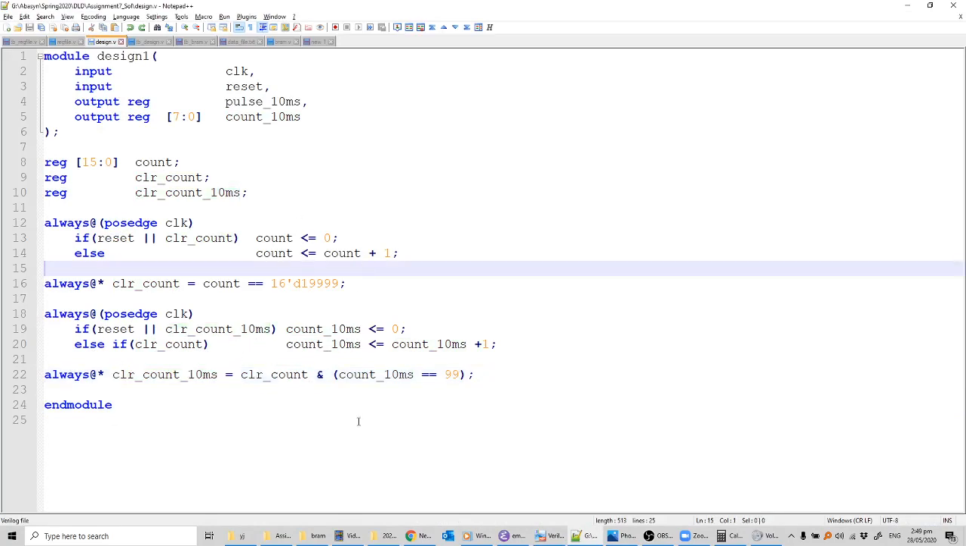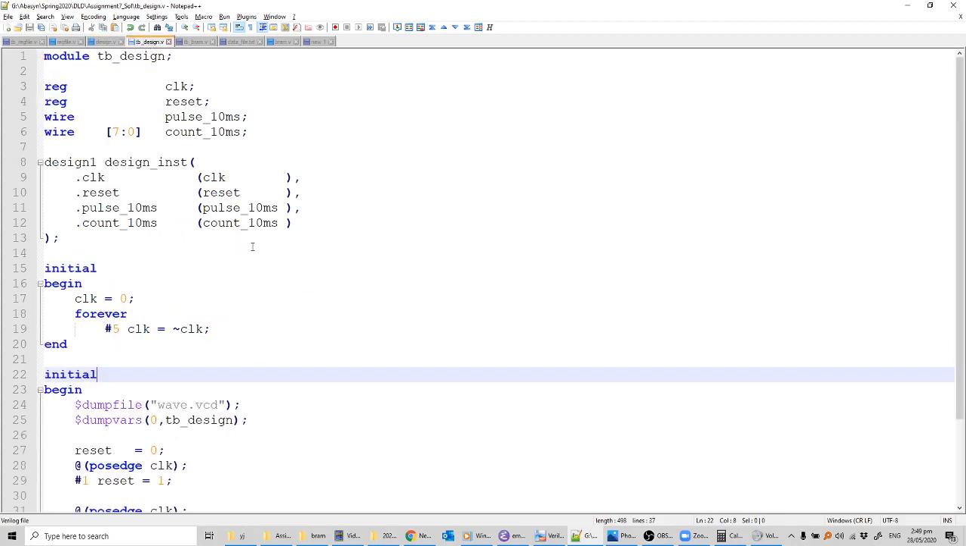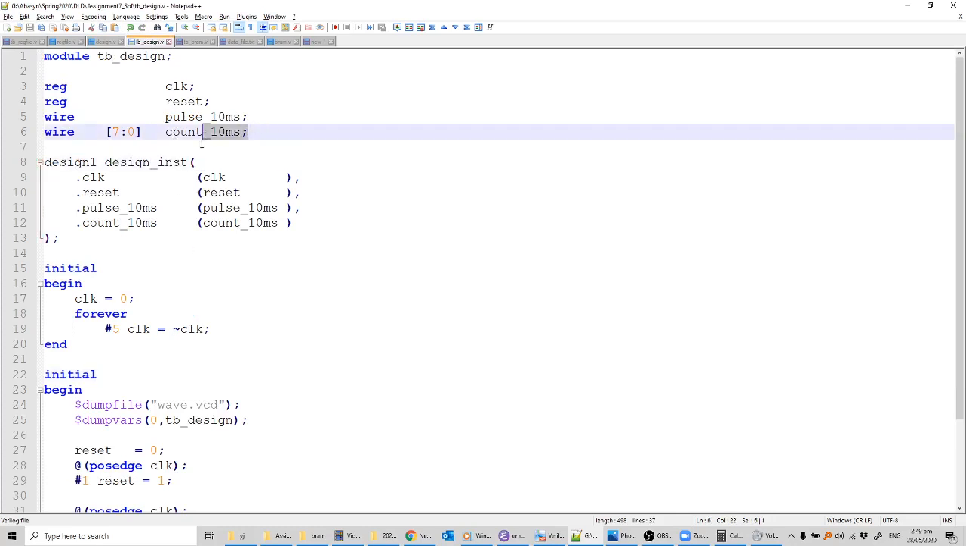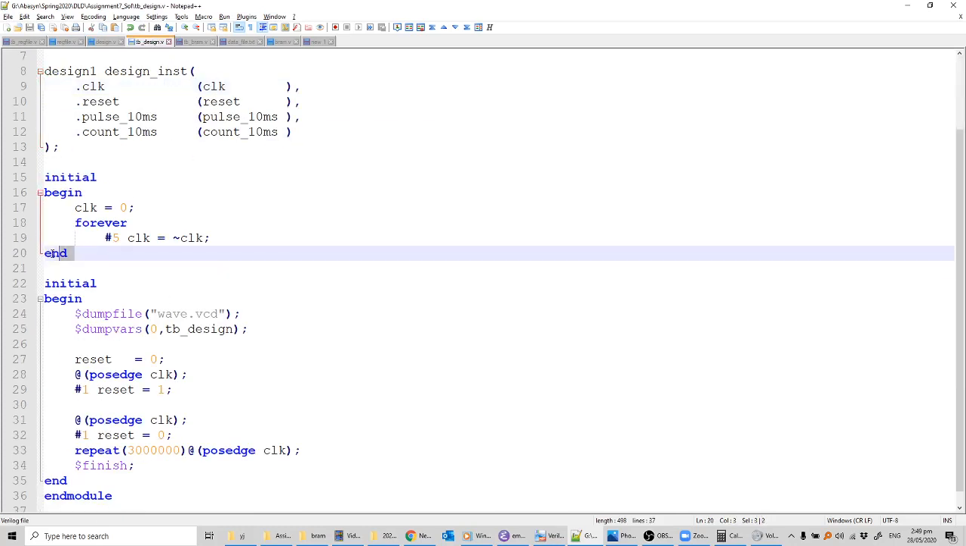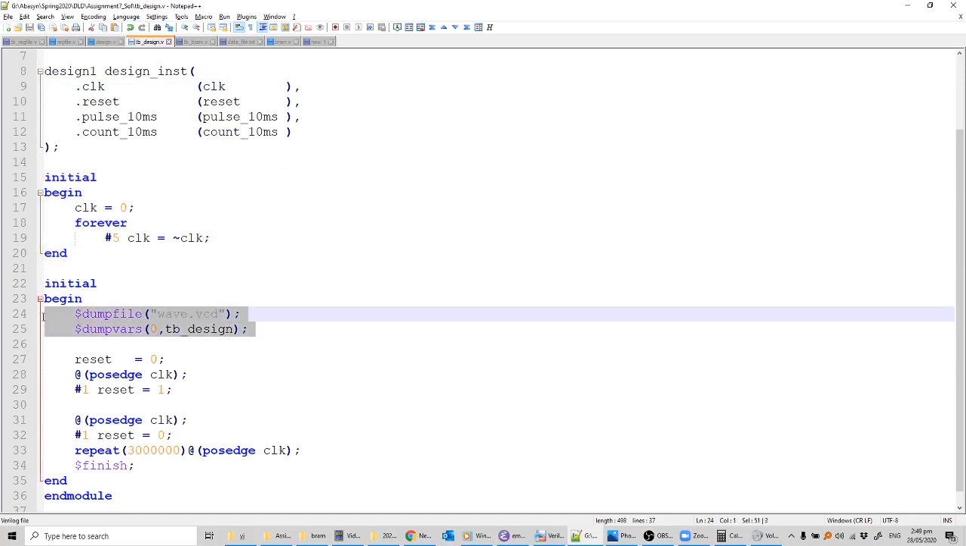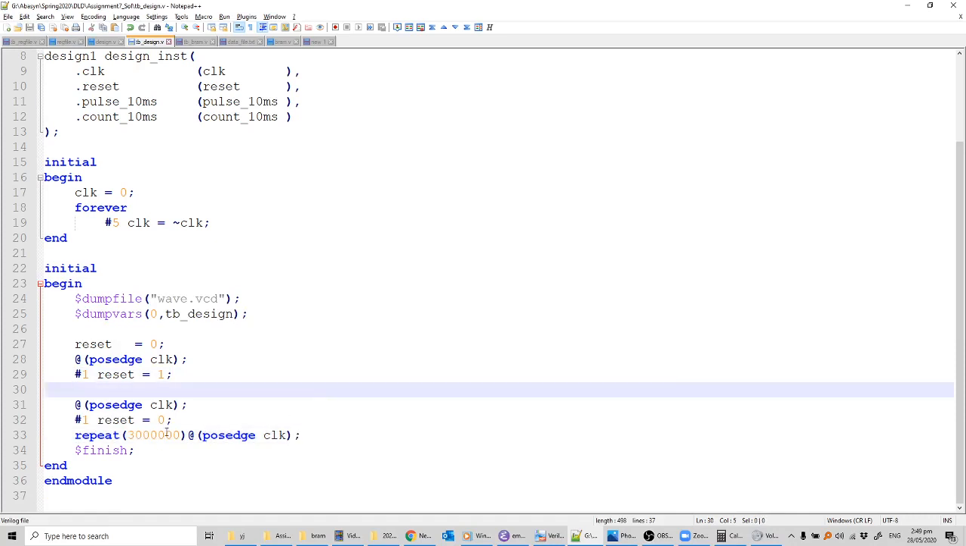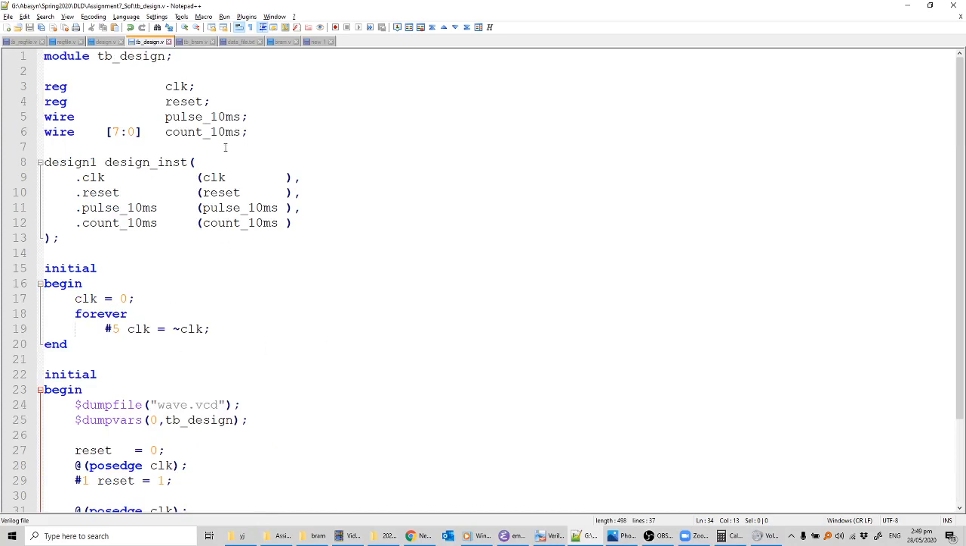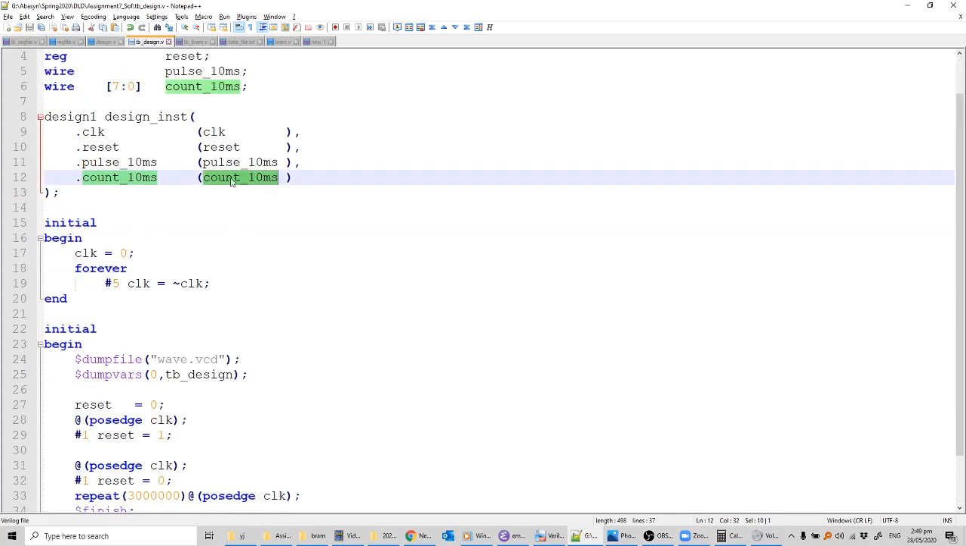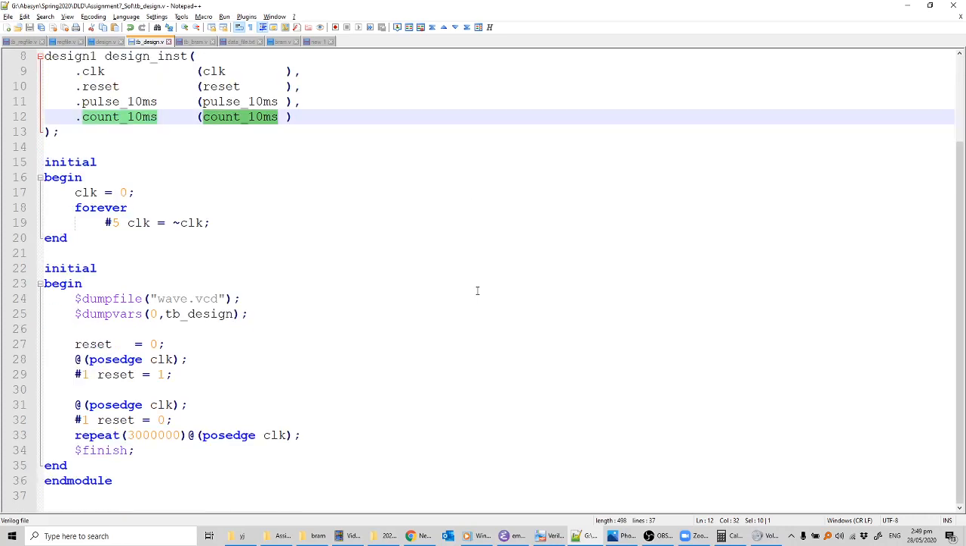The next thing is writing a test bench to test it. This is a very simple circuit. It doesn't require any other input than clock and reset. So here is the test bench. I've just instantiated the design, generated a clock, generated a waveform file, and after reset I just went through a lot of cycles, and then I just finished the simulation. After every 20,000 cycles I should get this pulse, and after 100 such cycles this count should be cleared. So it should go from 0 to 99, 0 to 99, and so on.